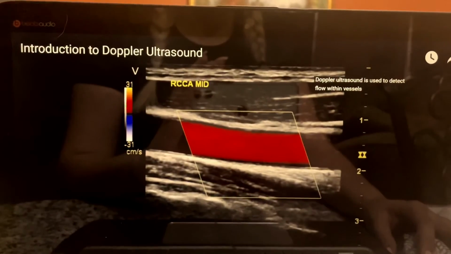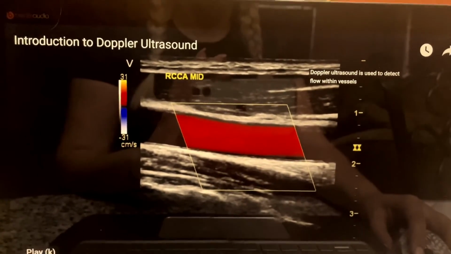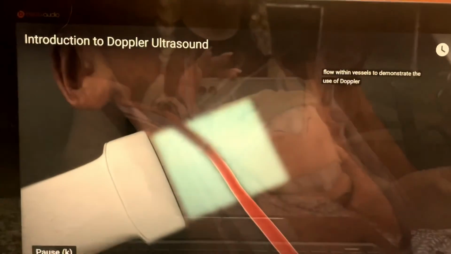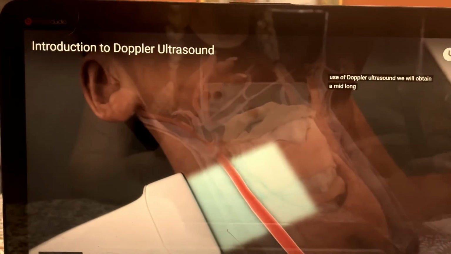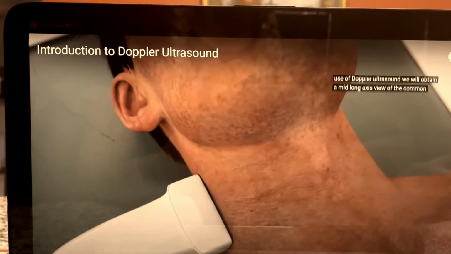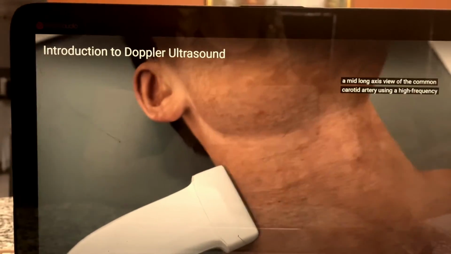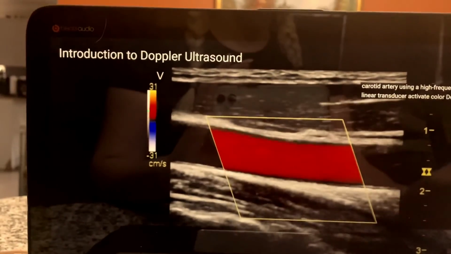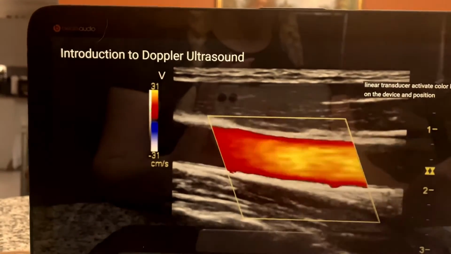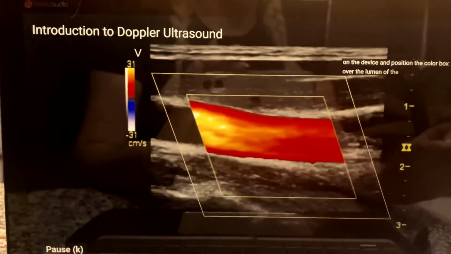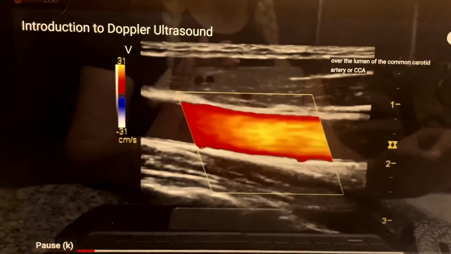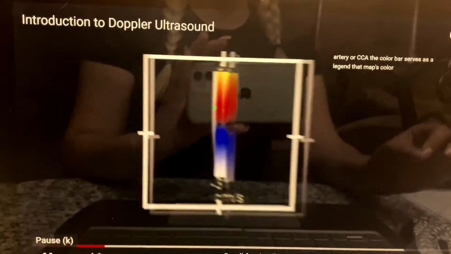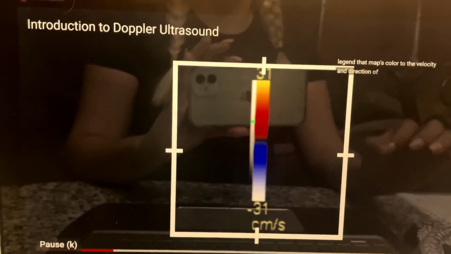Doppler ultrasound is used to detect flow within vessels. To demonstrate the use of the Doppler ultrasound, we will obtain a mid-long axis view of the common carotid artery and use a high-frequency linear transducer. Activate the color Doppler on the device and position the color box over the lumen of the common carotid artery, or CCA.